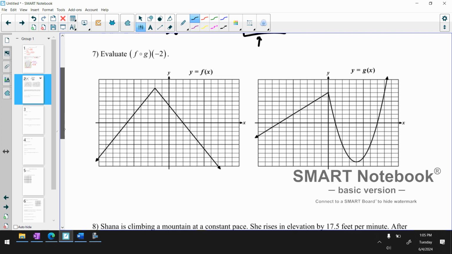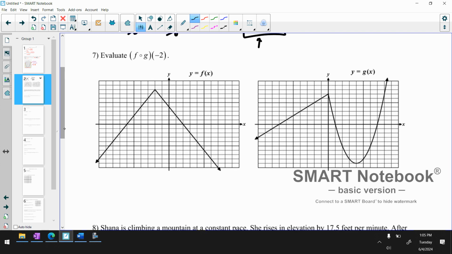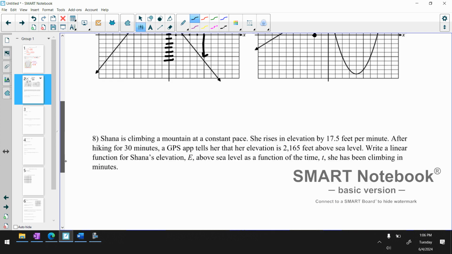All right, next one says f of g of 2. So I really want to find what the y value of the g function is when my x is 2. This is the g, so, sorry, negative 2. So here's negative 2. My y value looks to be 5. Now we're going f of 5. So what's the y value when x is 5? 1, 2, 3, 4, 5. I go to the other graph. So what is that? 1, 2, 3, 4, 5, 6, 7. Down 7, so it's negative 7. Again, order is important.